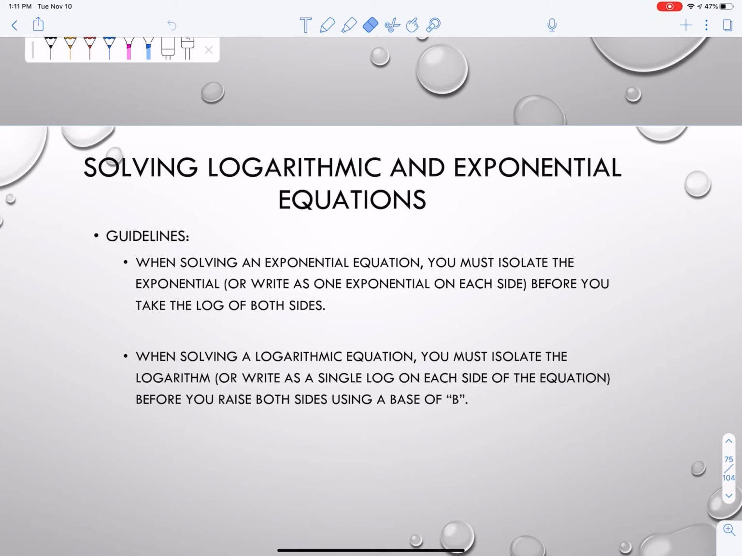I cannot take the log of both sides until it's isolated, or things don't cancel out the way that you might think they would, and you'll make mistakes. When you're solving a log equation, you must isolate the log, condense it, rewrite it as a single log on each side before raising both sides with a base of b to clear the log, or before rewriting the log in an exponential form.